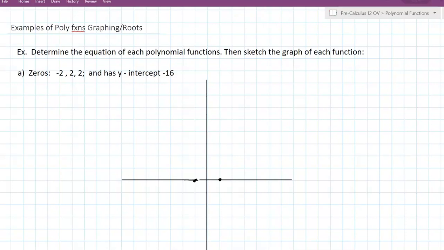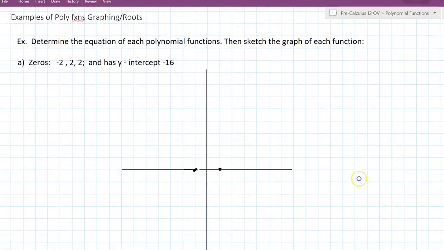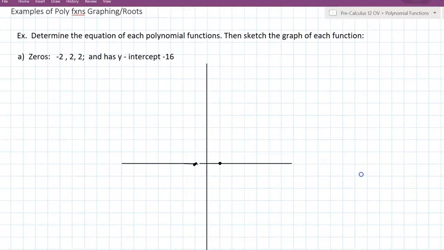Okay, let's look at a few general examples, just problem-solving type questions based on polynomial functions. Suppose we have this scenario: we want to come up with the equation of the polynomial function given a few pieces of information, and also sketch the graph. Sketching the graph, we don't have to be very accurate, just roughly, and then we can check on Desmos to make sure that we are doing it okay.